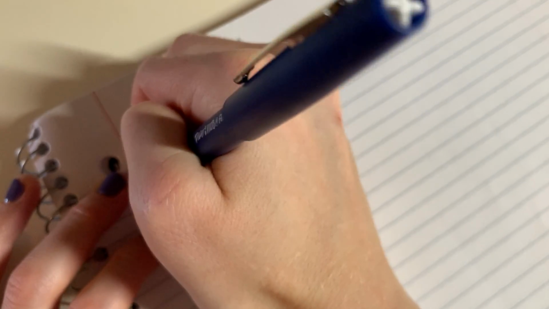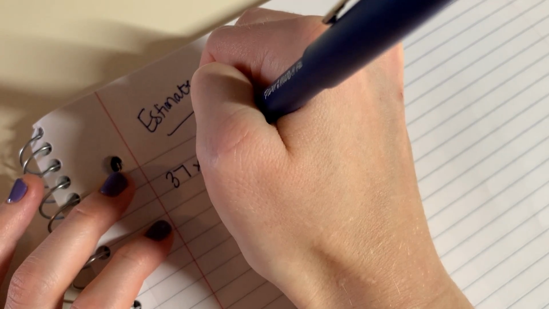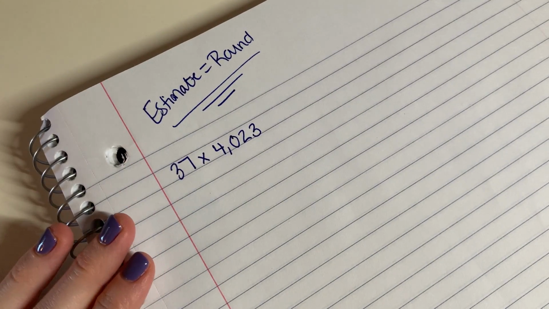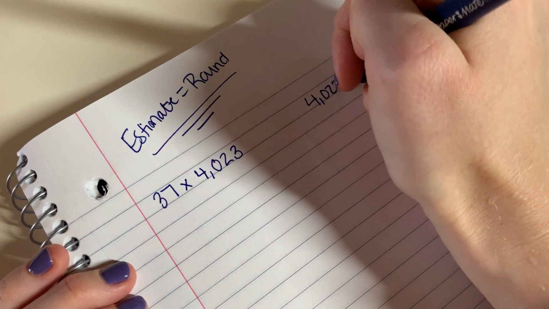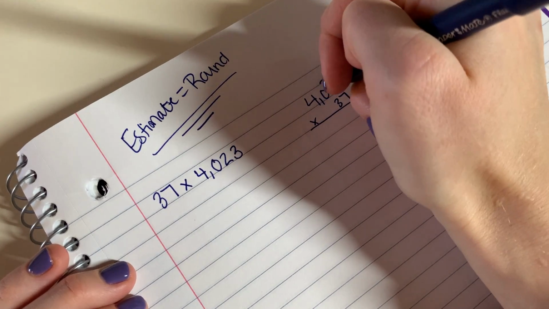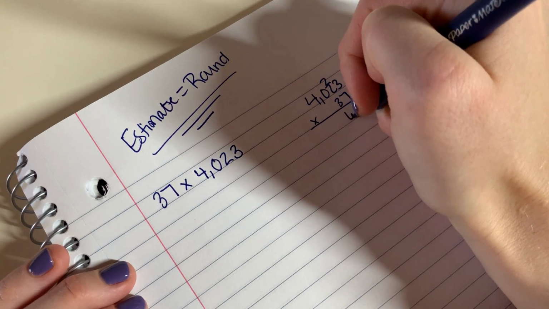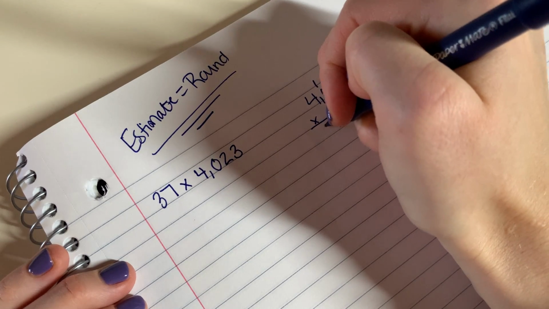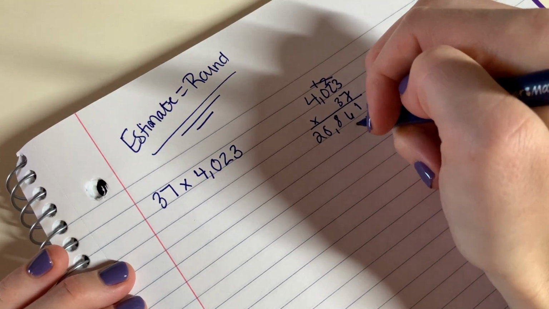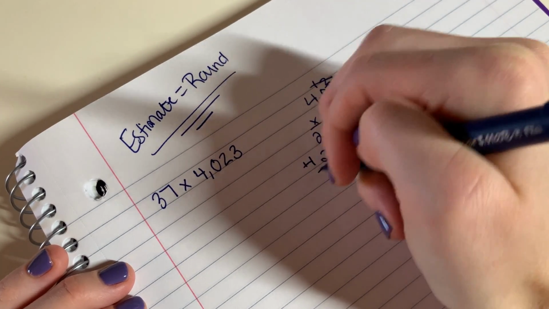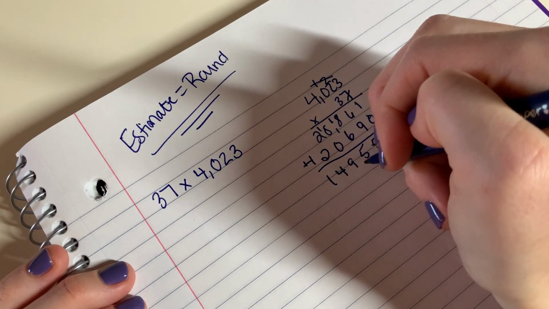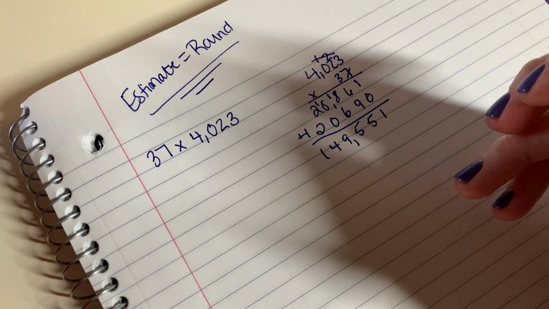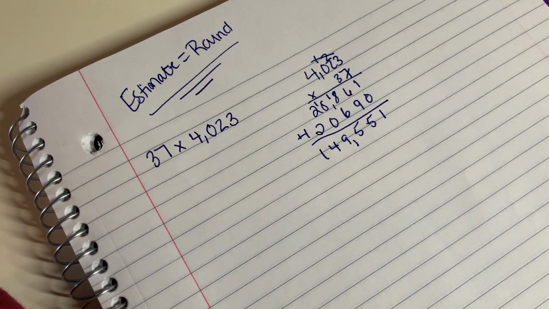So for example, let's take a look at this. I have 37 times 4,023, okay? And I want to determine what the answer is to that. So I have 4,023 times 37, so I'm going to go ahead and solve that real quick. All right, I got 149,551.